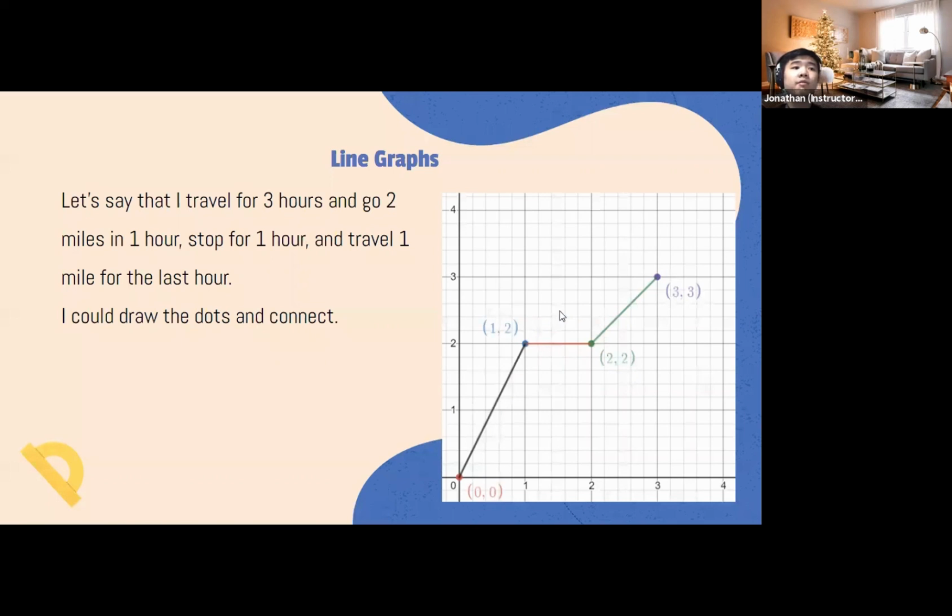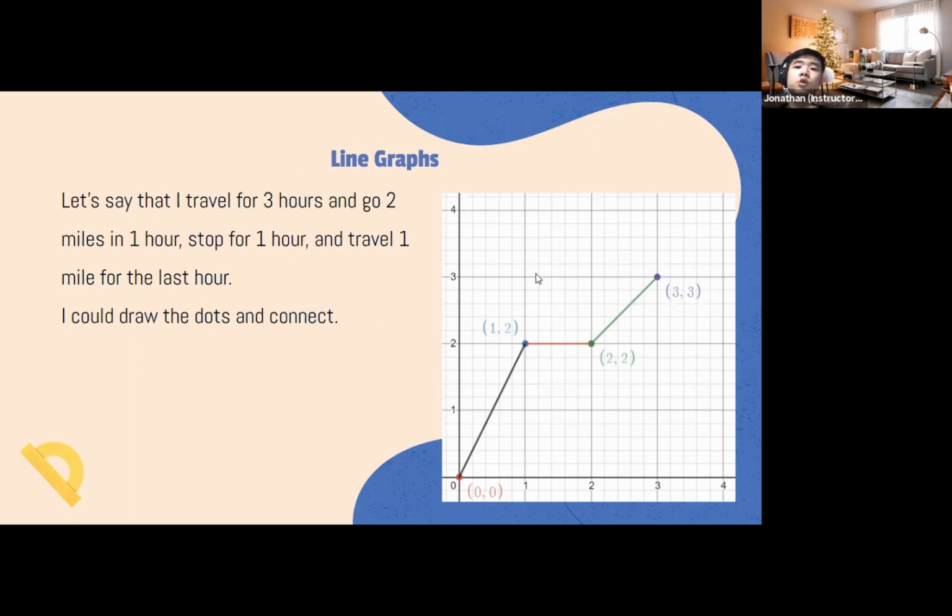Then the second hour, I do nothing. I stay there. So my graph is flat. I didn't move from my spot. I just stayed in the same spot. Time goes on, but I didn't move. And then for the last hour, I travel one mile. So I go from 2 to 3, and then the time is always moving. It goes from 2 to 3 as well.